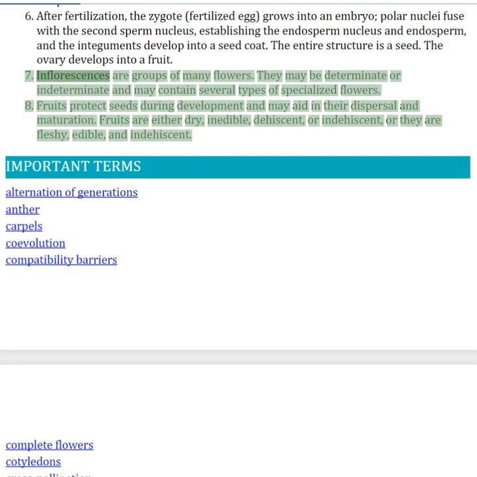7. Inflorescences are groups of many flowers. They may be determinate or indeterminate and may contain several types of specialized flowers. 8. Fruits protect seeds during development and may aid in their dispersal and maturation. Fruits are either dry, inedible, dehiscent, or indehiscent, or they are fleshy, edible, and indehiscent.